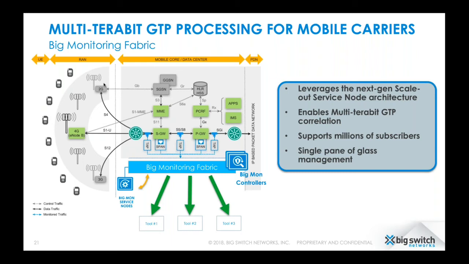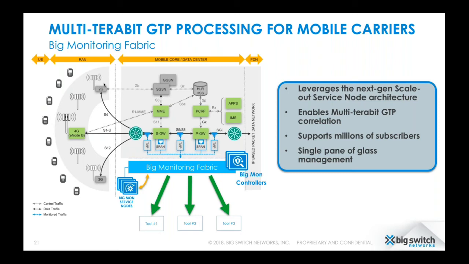But you will say that, okay, this is still just 160 gig of the service node. What if I want 320 gig? Because that's what large telco providers are looking at. They are looking at millions of subscribers and a huge amount of traffic that needs to be correlated. Well, as I explained earlier, you can keep adding more service nodes, and you will LAG them from the Big Monitoring Fabric perspective. So now any traffic that comes in will get hashed across these service nodes, and then they will get automatically correlated before we send them out to the tools.